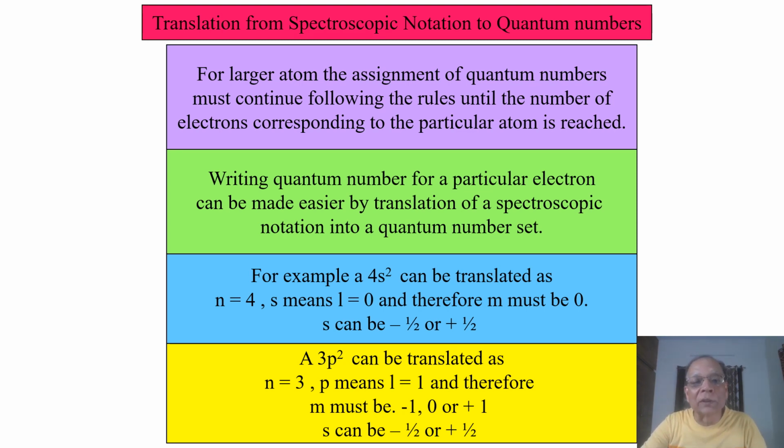For larger atoms, writing the quantum number for a particular electron can be made easier by translation of spectroscopic notation into a quantum number set. So this is a spectroscopic notation, 4s2. This means that in the fourth shell, n equals 4, and s means L equals 0, and therefore m must be 0, s can be minus half or plus half.